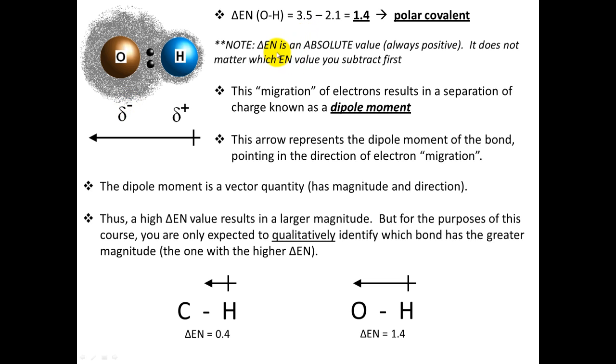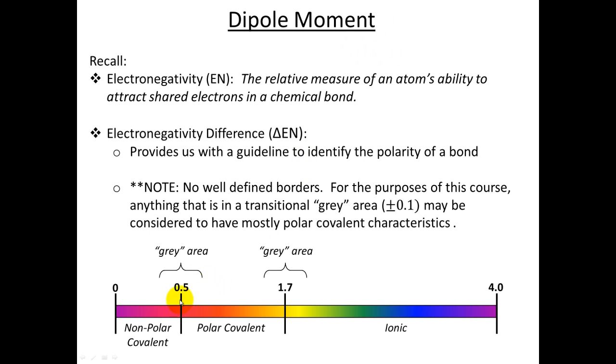Please keep in mind that delta EN is an absolute value, meaning it's always positive, and so it does not matter which EN value you subtract first, either 3.5 minus 2.1 or 2.1 minus 3.5. The important thing is: is this value small, medium, or large? Which corresponds to non-polar covalent, polar covalent, or ionic.